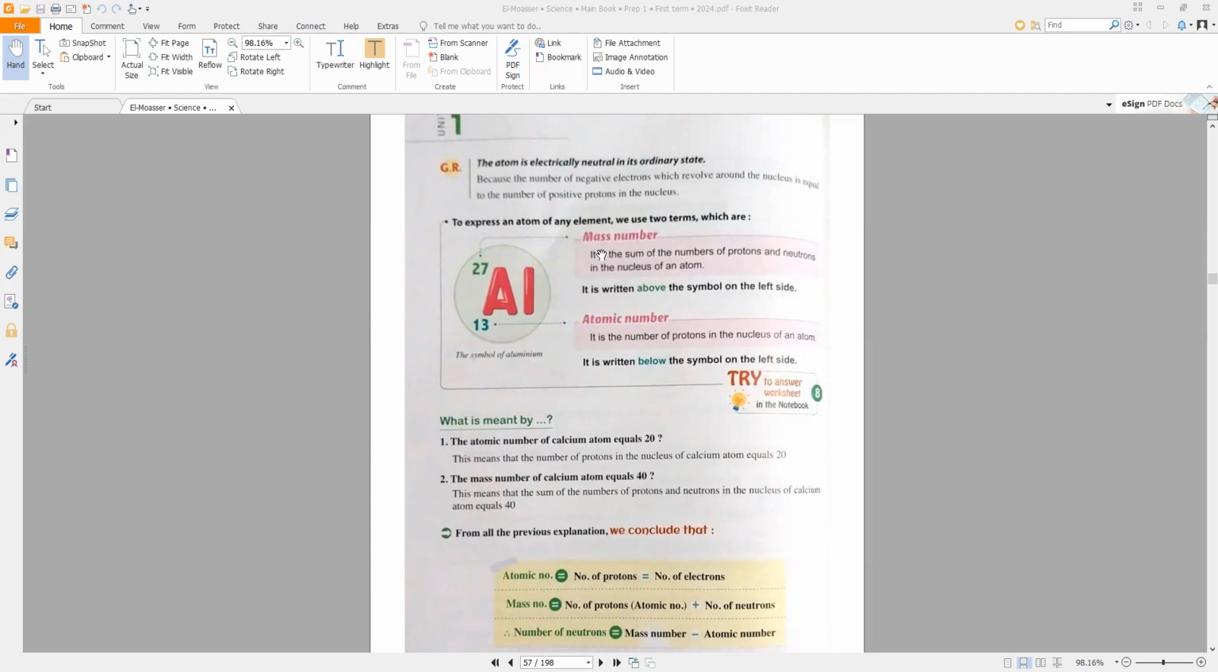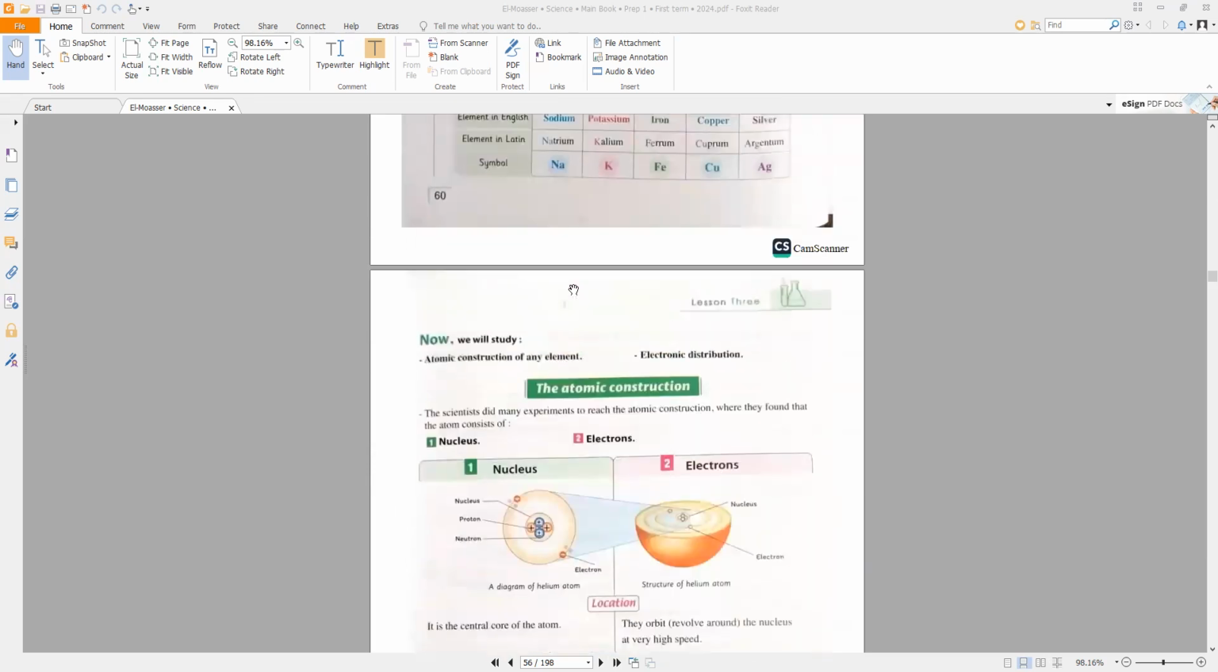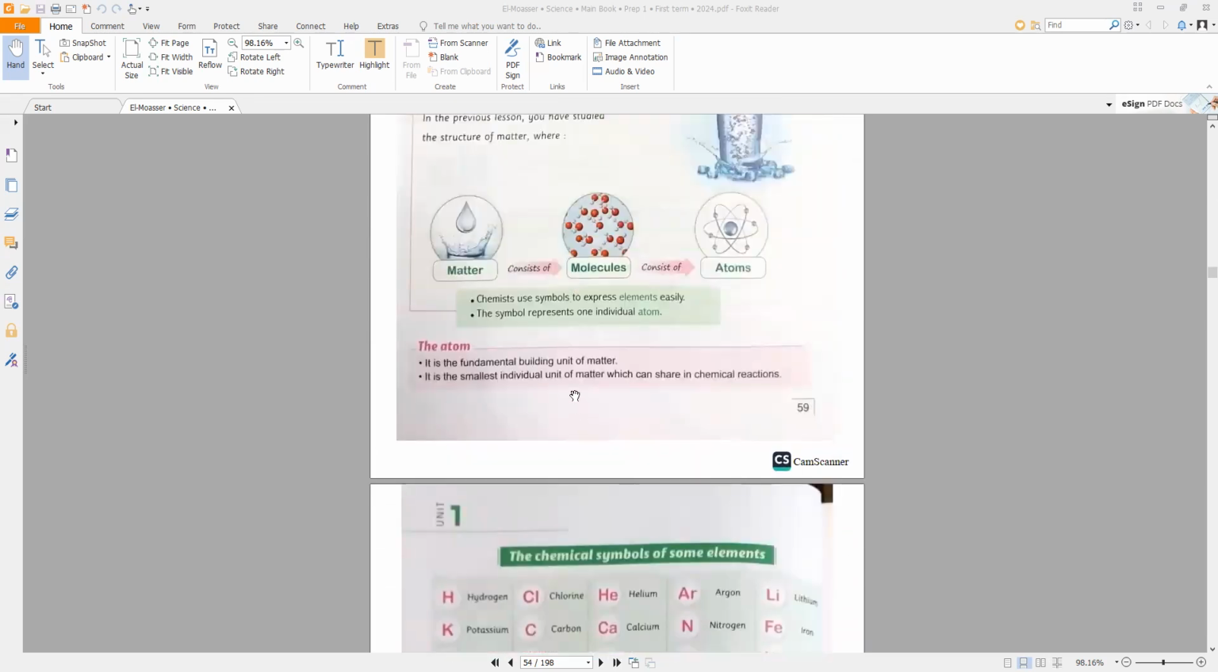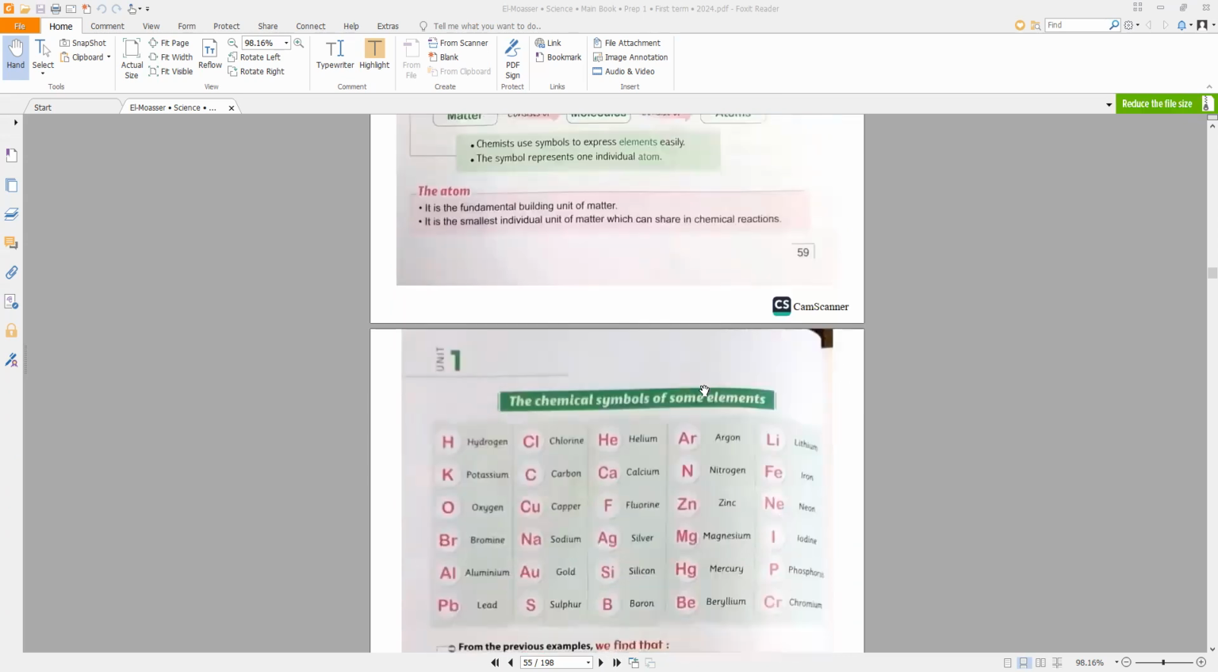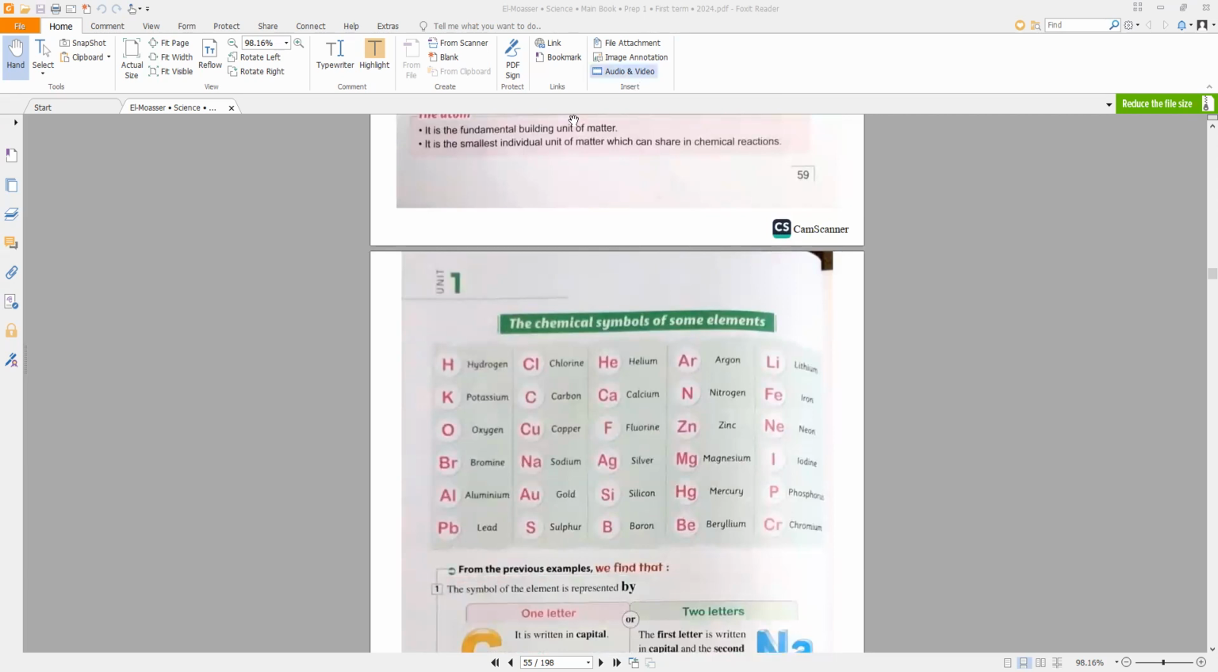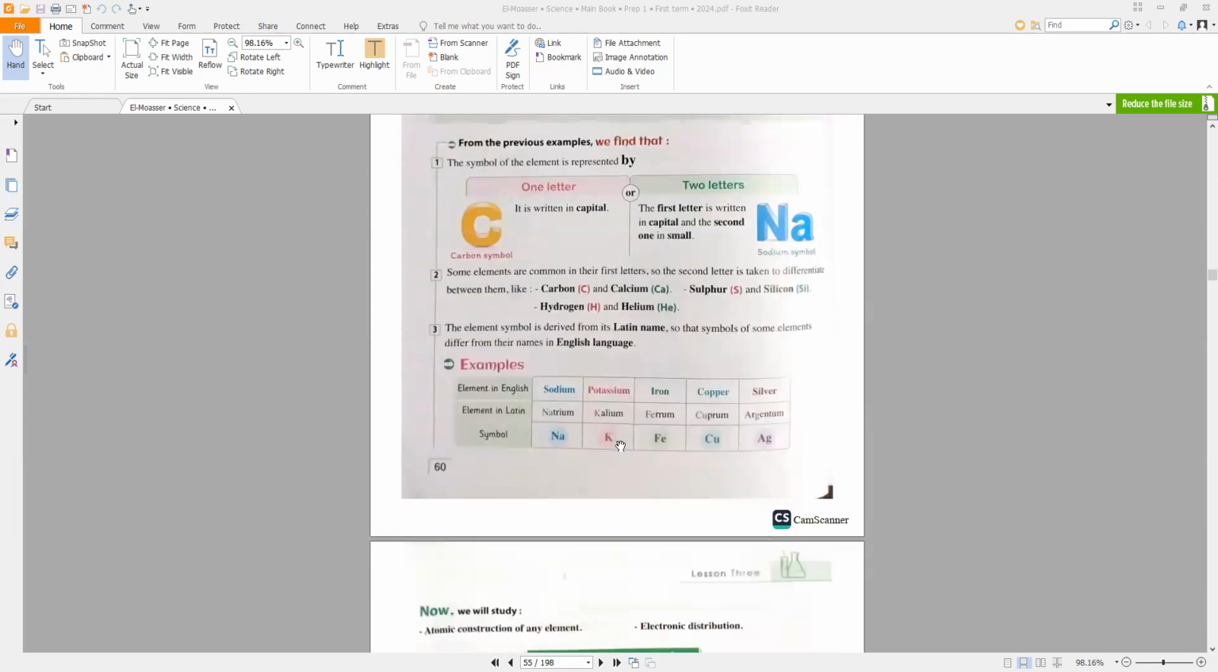Good morning. Last session we talked about the atomic structure of matter, and we said that matter consists of molecules, and these molecules consist of atoms, and the atom is the fundamental building unit of matter which can share in chemical reactions. This is called an atom, and we talked about the chemical symbols of some elements, and I said this symbol is very important, and we must know each element and its symbol.